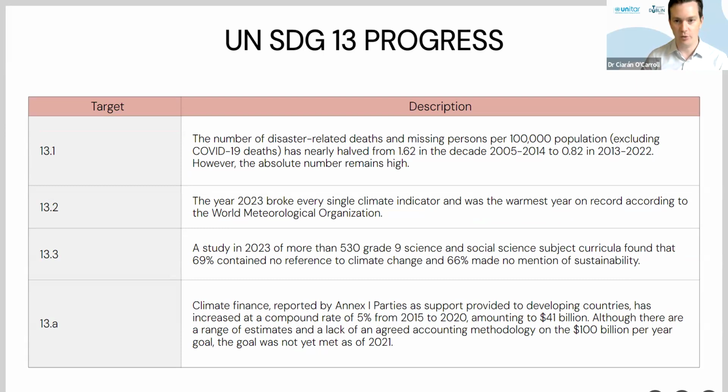Under target 13.1, it's about reducing deaths from climate related impacts. We see that disaster related deaths have nearly halved. However, the absolute number remains very high. Looking at target 13.2, and this is about keeping global warming within the Paris Agreement, we see that every single climate indicator has been broken. And it goes on and so forth. And of course, we failed to get to the $100 billion as necessary. We'll come on to this a little bit later, but the UN SDGs are struggling. They're struggling a lot. And we'll talk about that in a little bit.